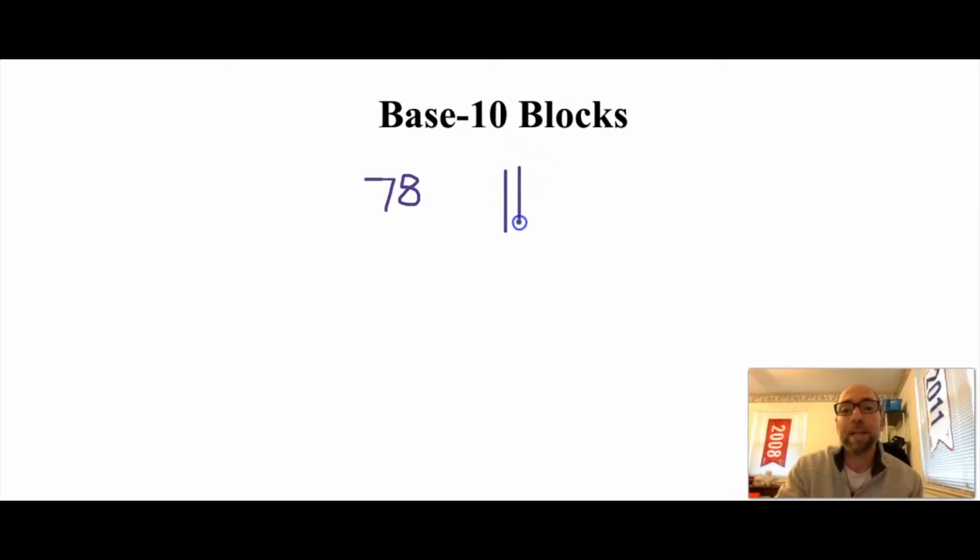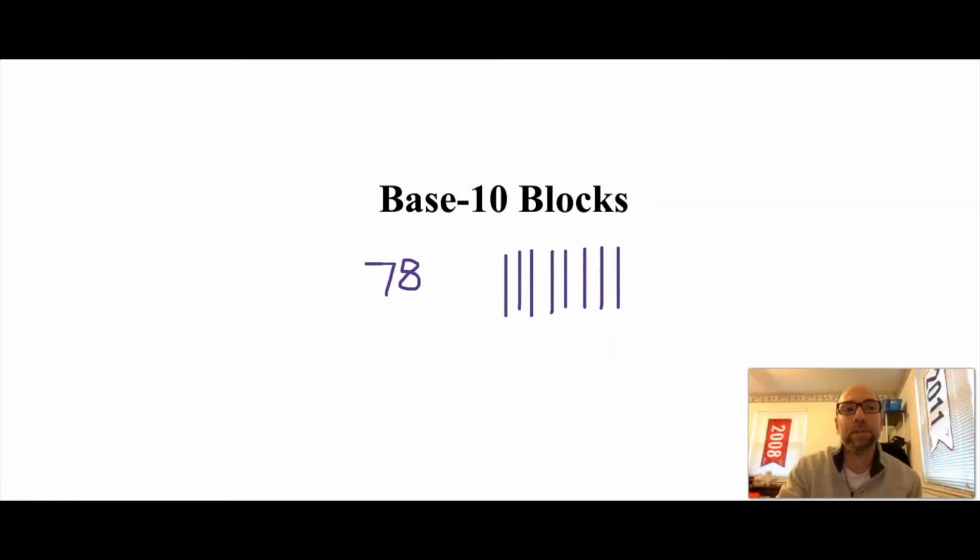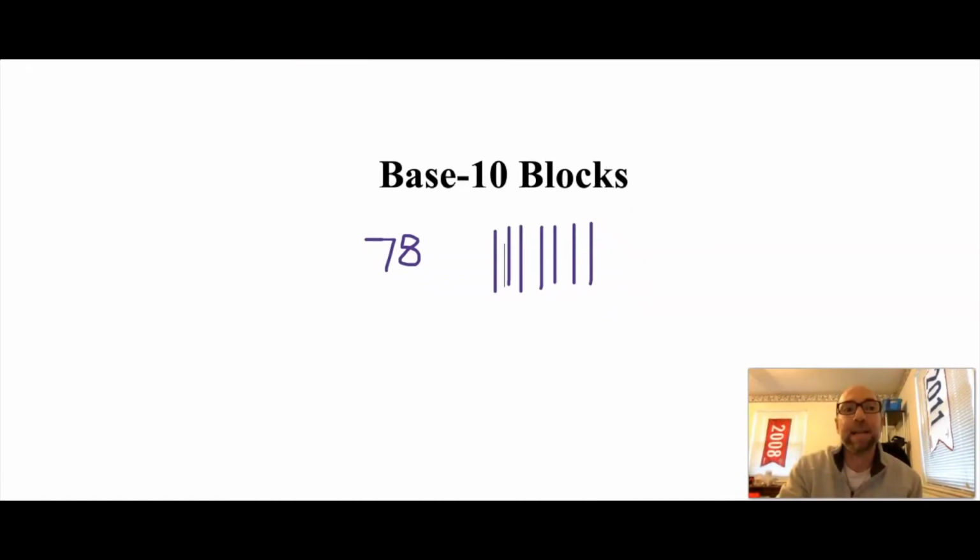10, 20, 30, 40, 50, 60, 70, 80, too much. So I have to backtrack, right? I can only use 78. So I want to have 70, and then I need 8 cubes. 1, 2, 3, 4, 5, 6, 7, 8. Now I have to get to 100. So I need to add more longs and cubes in order to get to 100.